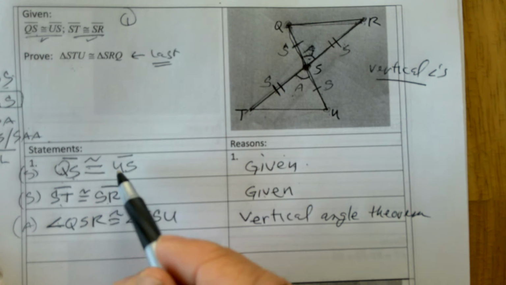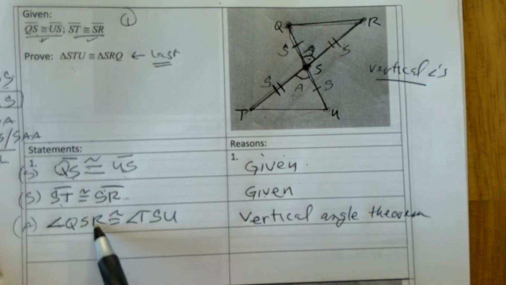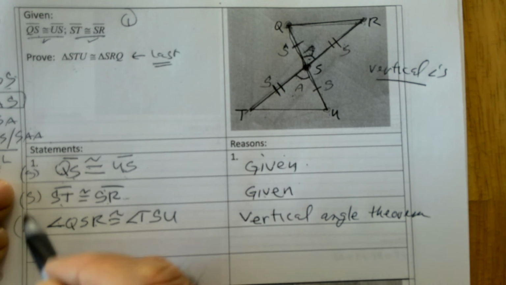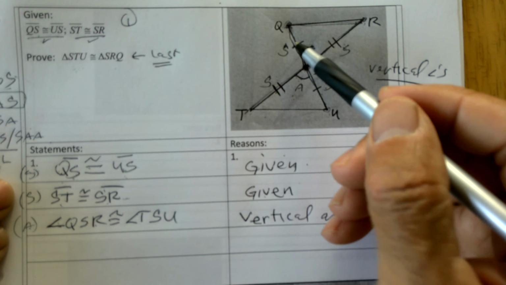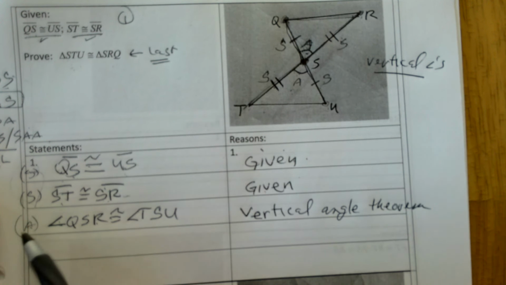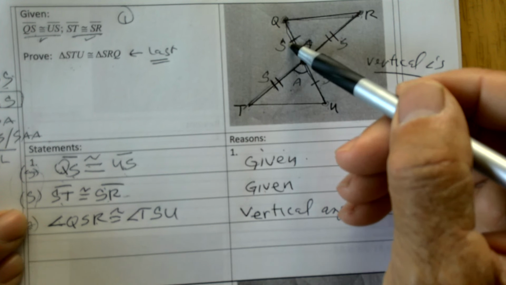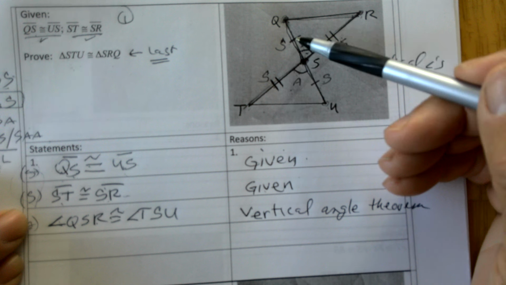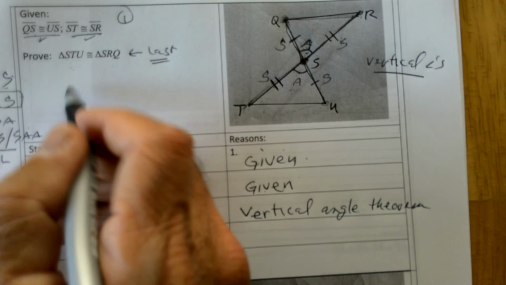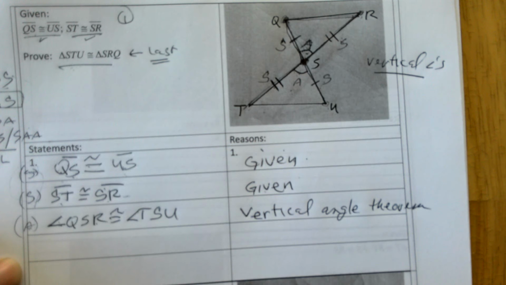Okay, so that's SSA, but be very careful. Don't use this as the order. You have to go back to the picture to make sure you have the correct order. This is just a check to make sure you have all of the parts. So we have two side pairs and an angle. But up here is where you get the actual order. Side, angle, side. And that's the last thing we do.